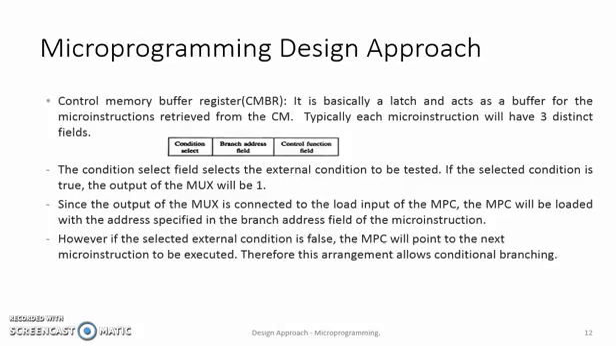If the selected condition is true, the output of the mux will be 1. Since the output of the mux is connected to the load input of the microprogram counter, as shown in the previous slide, the microprogram counter will be loaded with the address specified in the branch address field of the micro instruction. However, if the selected external condition is false, then the microprogram counter will point to the next micro instruction to be executed. Therefore, the arrangement shown in the previous slide allows us conditional branching. The control function field of the micro instruction may hold the control information.